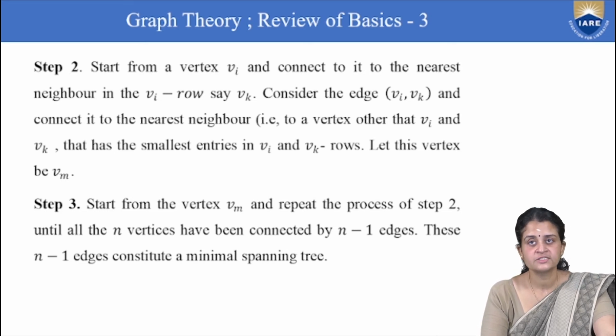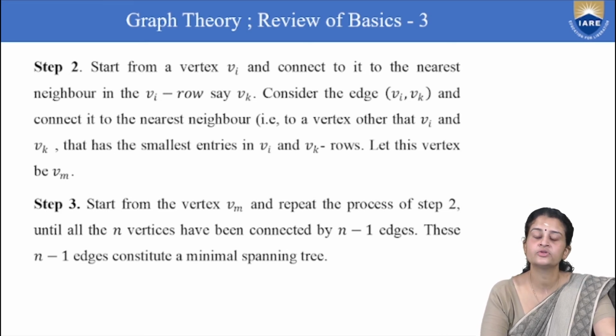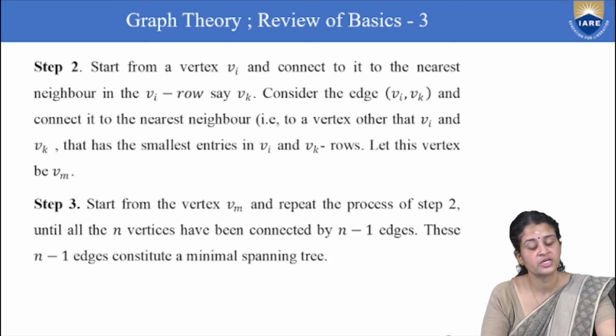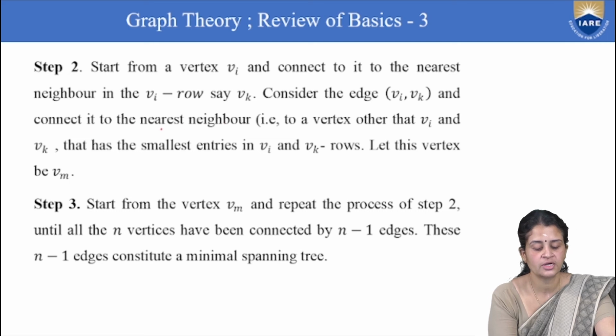Start from a vertex Vi and connect it to the nearest neighbor in the Vi-th row. Say it is Vk. And construct the edge ViVk. Then connect to the nearest neighbor, that is, a vertex other than Vi and Vk that has the smallest weight in the entries of the Vi and Vk rows. Let it be Vm. Start from this vertex.